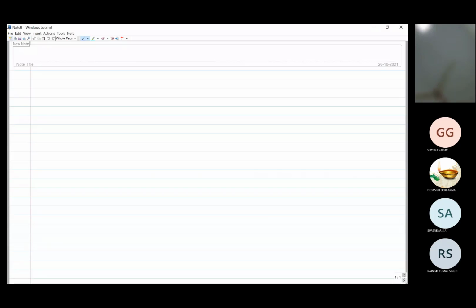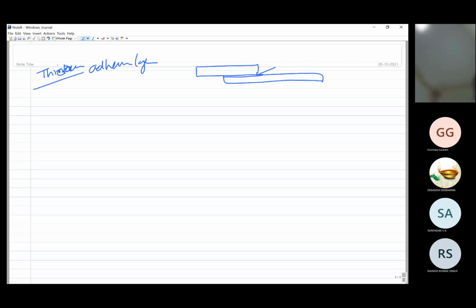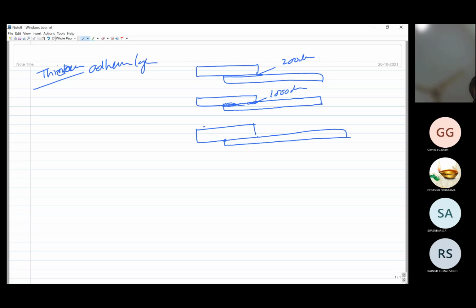adhesive joining. Okay, now if you are having a very thin adhesive joint, the thickness of the adhesive layer can be very thin like this, just 200 micrometer, or say another one when you make it 1000 micrometer at the interface, or it is 5000 micrometer. Okay, 5000 micrometer.